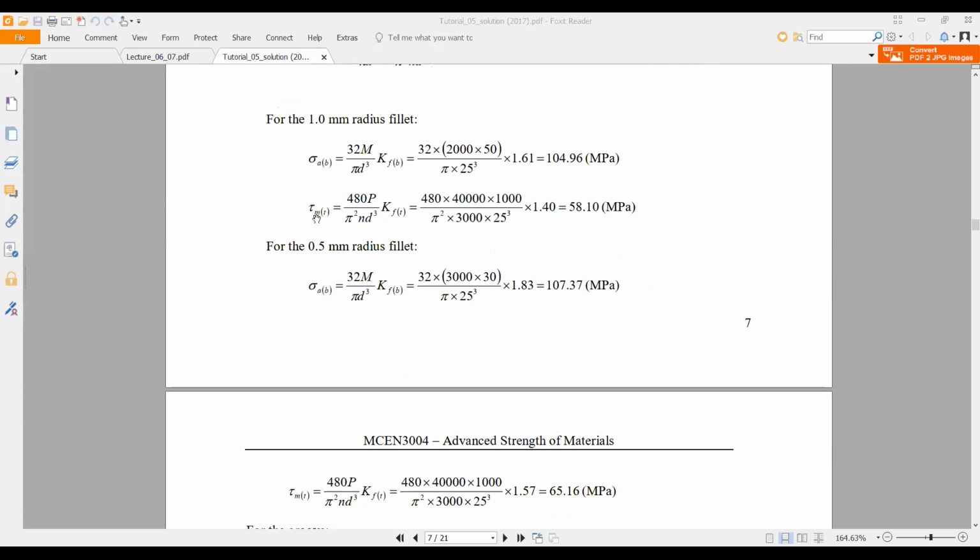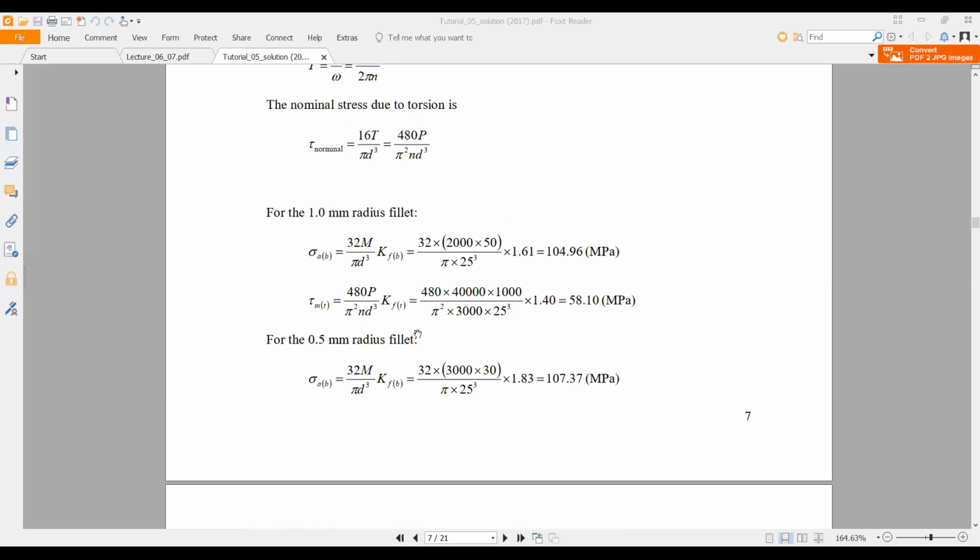That's why they mention tau m here. Tau m means the mean shear stress. So the mean stress acts as a shear stress. For fillet 2, that means the 0.5 millimeter fillet, you can find the bending load. That is the alternating load actually. So you need to multiply that by KFB.